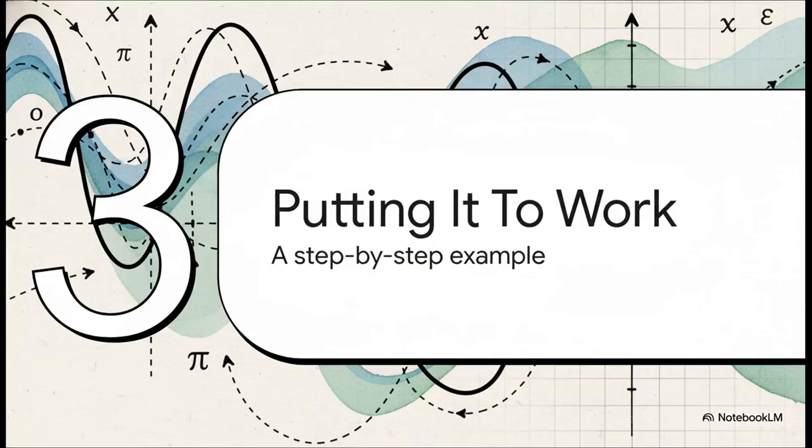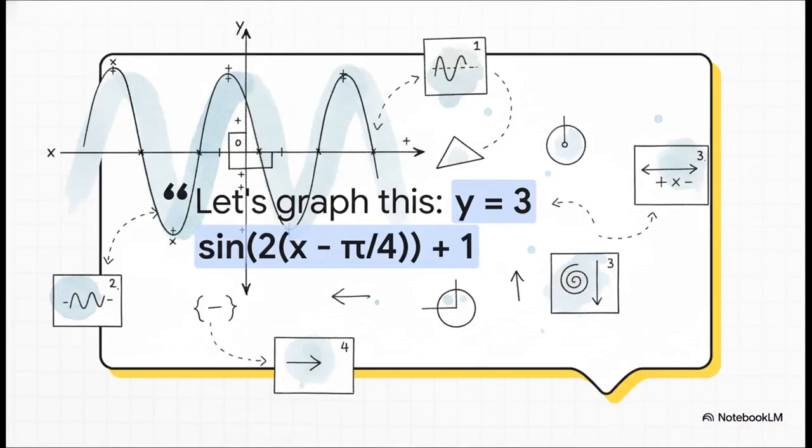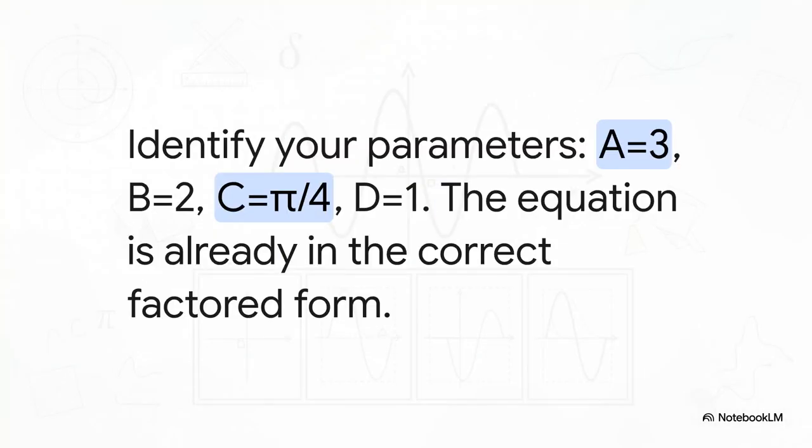Theory is one thing, but let's actually get our hands dirty and see how this master plan works in practice. We're going to do a full example, from start to finish. All right, here's our function. Take a good look. We're going to apply our 4 steps directly to this equation. Let's get to it. Okay, step 1. Identify the parameters. Right away, we can see A, our amplitude, is 3. B, the number affecting the period, is 2. C, our phase shift, is pi over 4, and D, our midline, is 1.